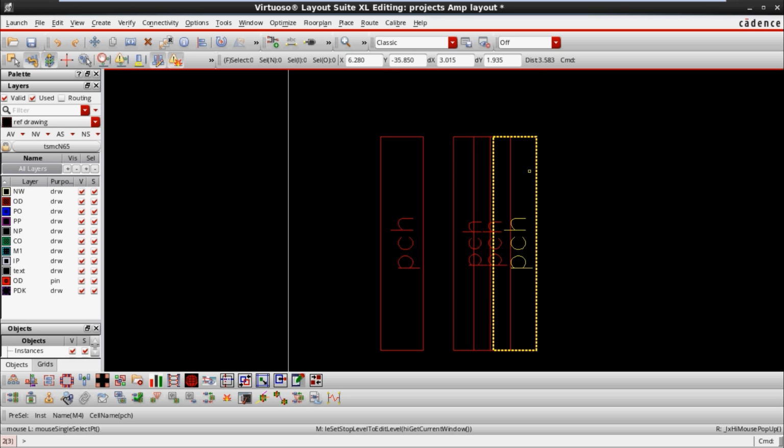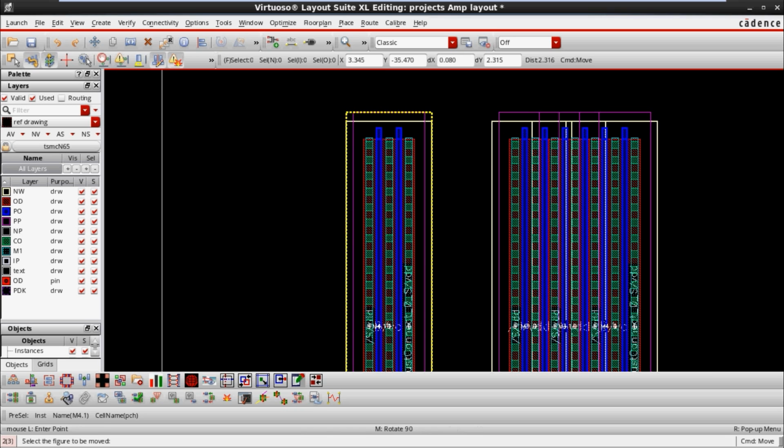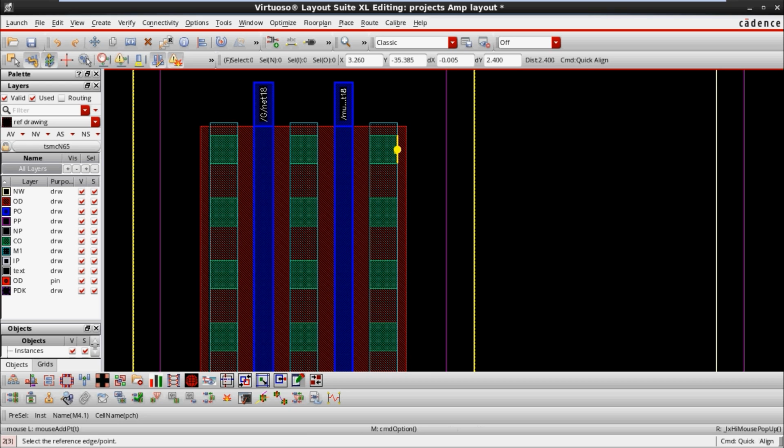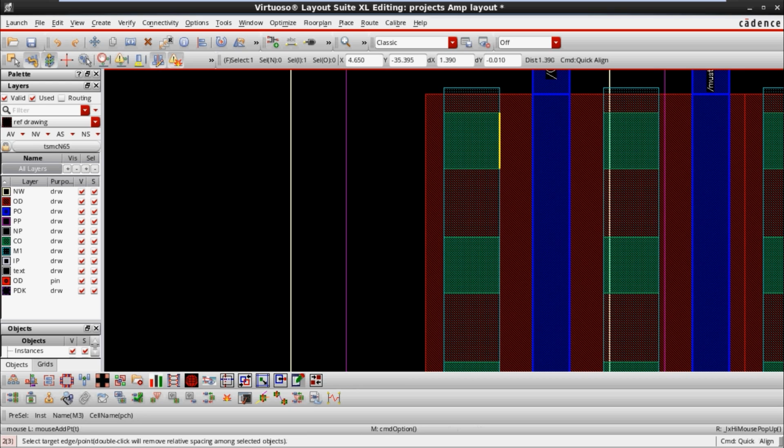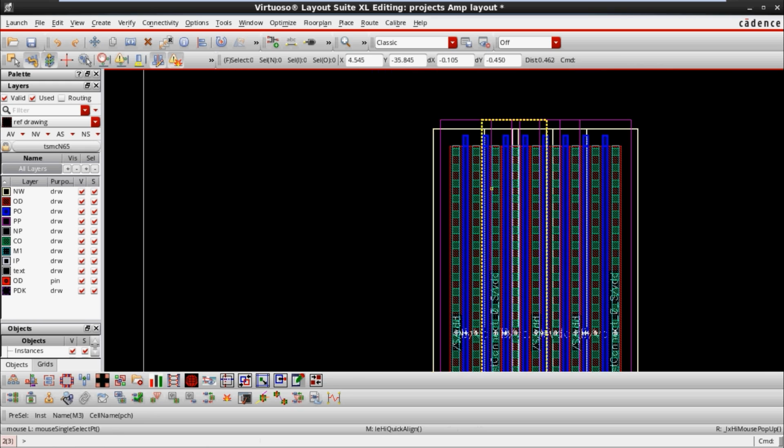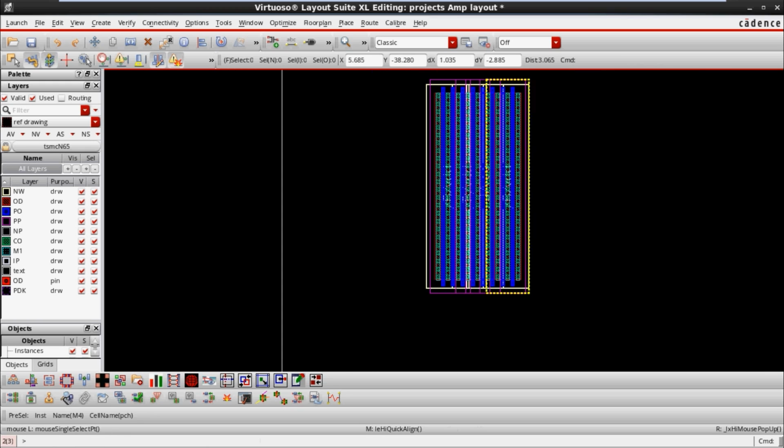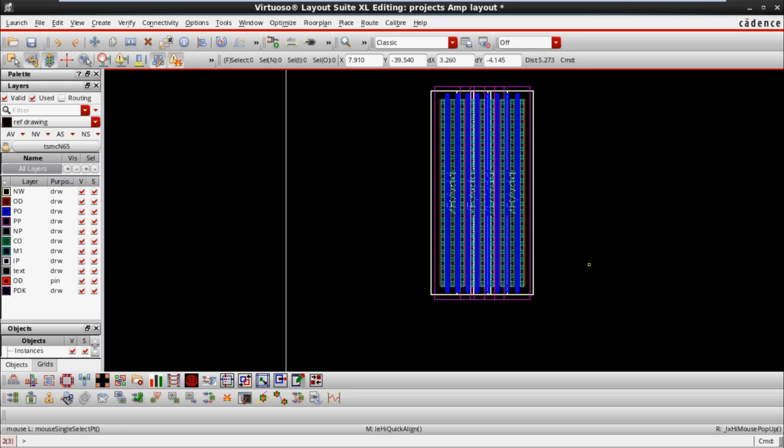So apart from this PCH and this PCH, there are other devices. Based on this I am going to do the matching pattern. Now I am going to align this one also here exactly. See, now I have matched. Even though before it was lengthy devices, now I have done some matching techniques here.